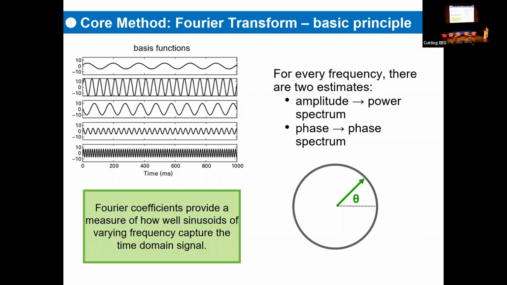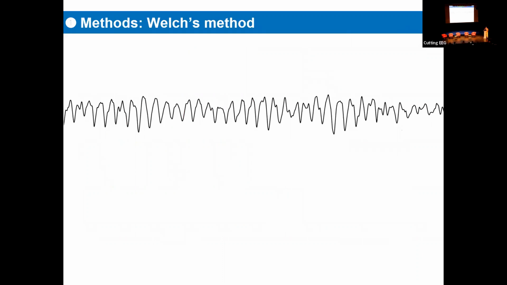Okay, so let's see. First, I talk a little bit about Welch's method. In the previous example, the signal was infinitely long. Usually we don't have that luxury when recording real data.